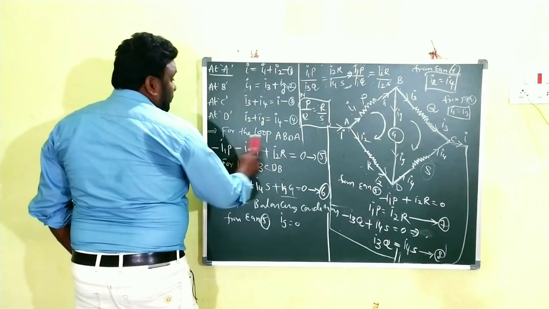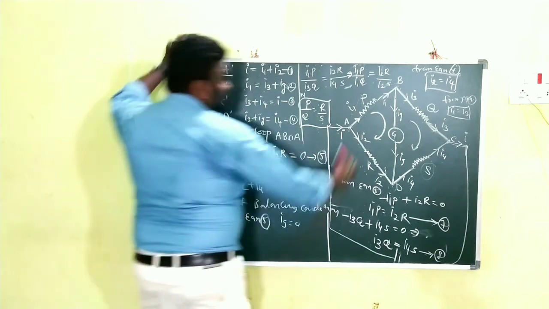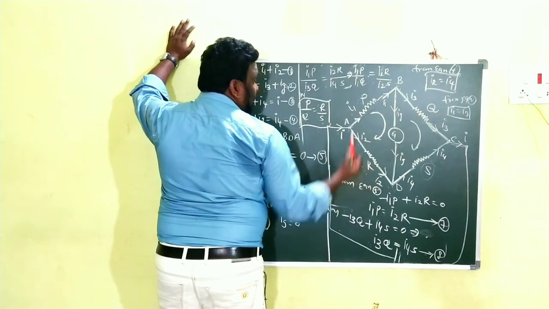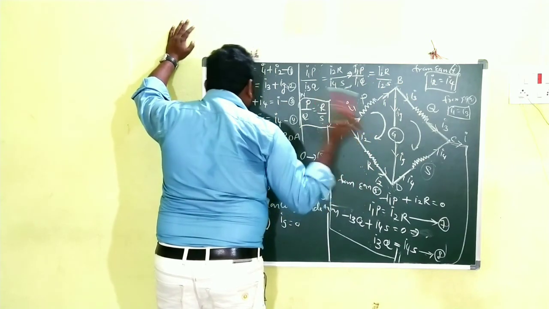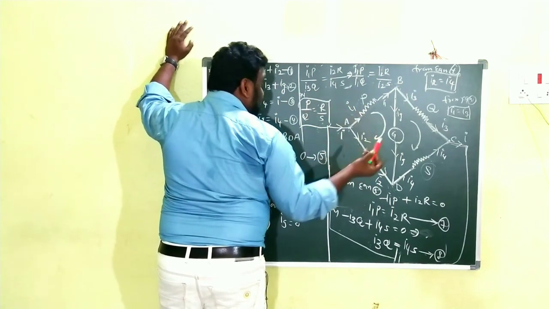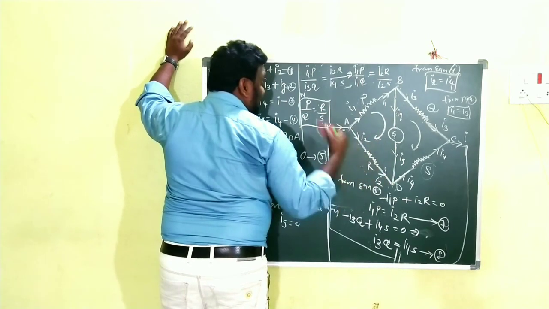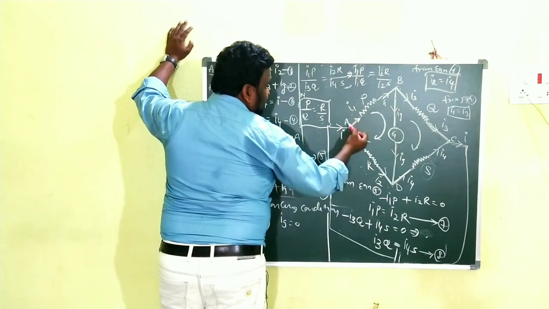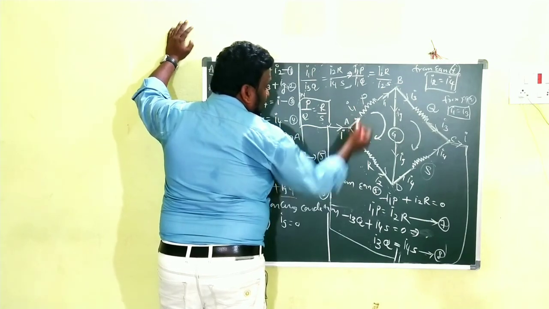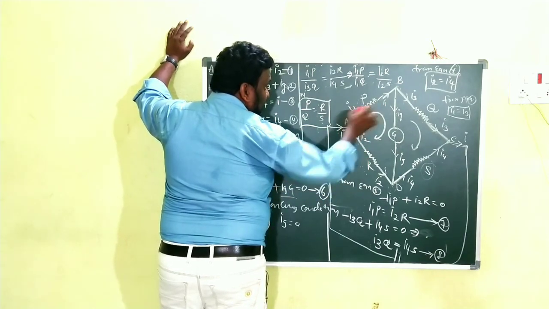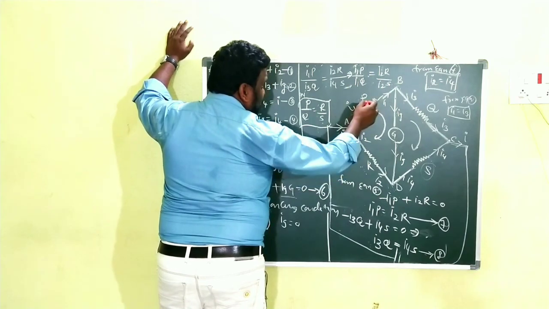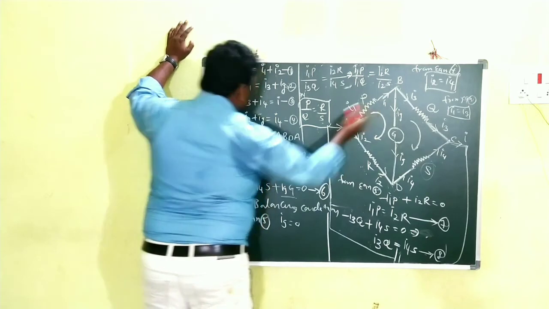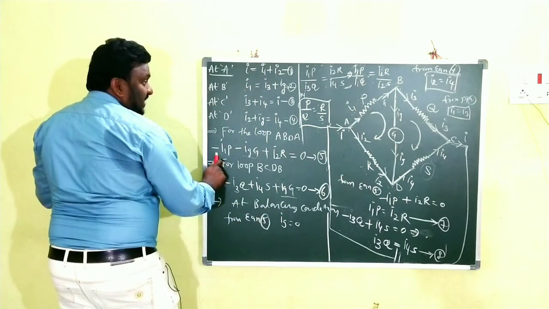So for the loop A, B, D, A, we are going around like this. I told you: potentials in the direction of current are taken as negative, and those in the opposite direction of current are taken as positive. Here at junction A, our currents are I1 and I2. At the resistor the current is I1 and the resistor is P, so the potential is I1P. This I1P is negative because we are going in the direction of current.